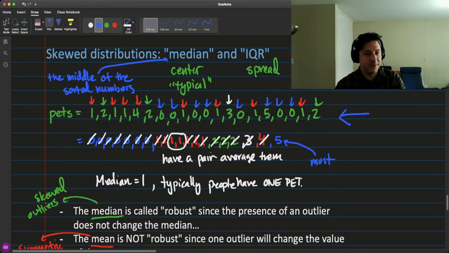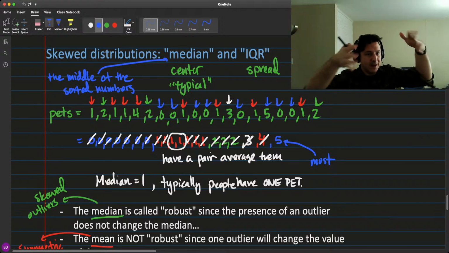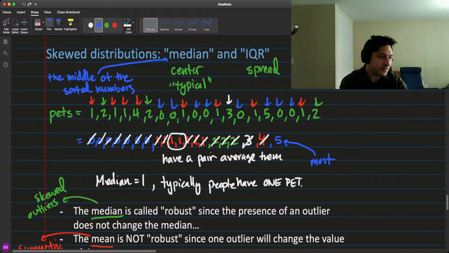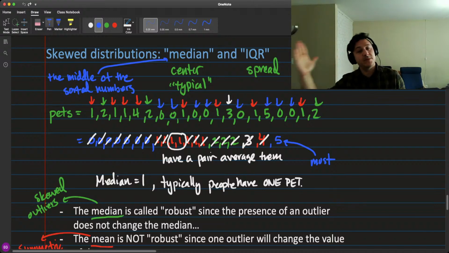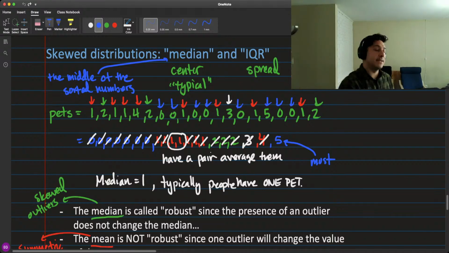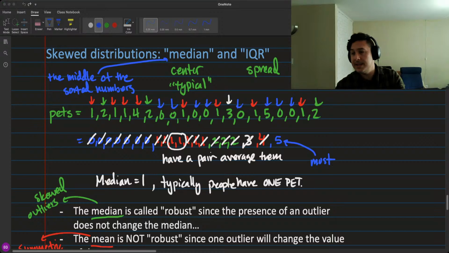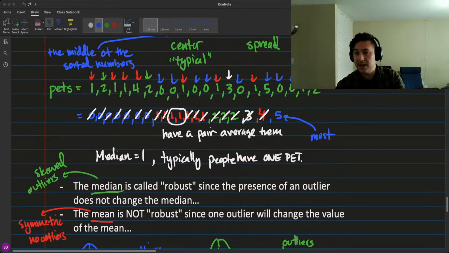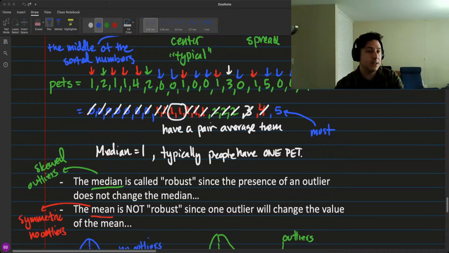We start off with the number of pets, and then we ordered them. Then you start on the edges and cross them out until you get to the middle. So the median is the number in the middle: 50% is greater than it, 50% is less than it. And one of the things we talked about was that outliers don't affect the median. So we have a special name for that.